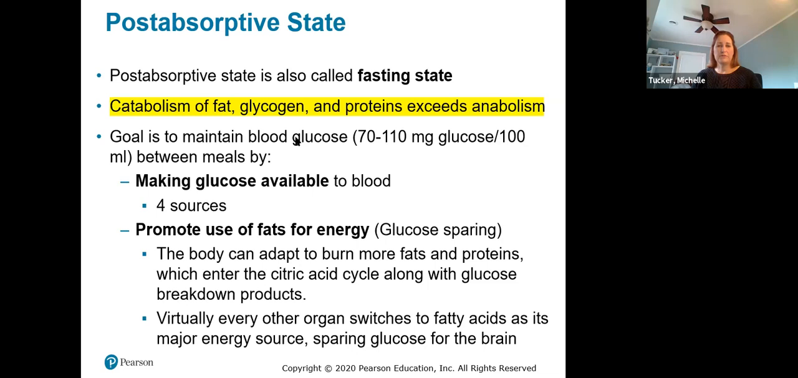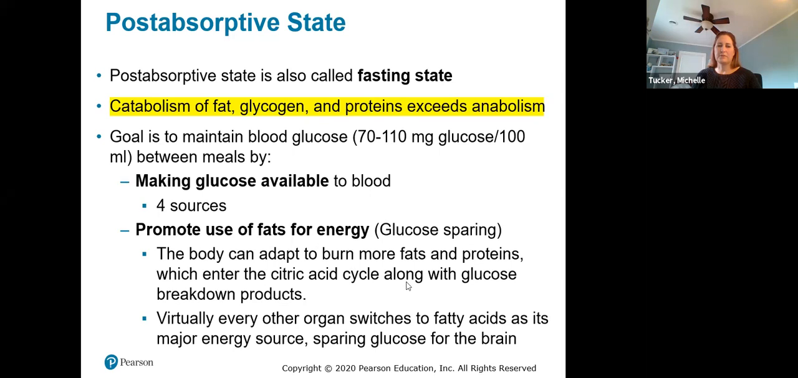The goal is to maintain blood glucose between 70 and 110 mg per deciliter by making glucose available from 4 sources, which are on the next slide. And it is going to promote the use of fat for energy, which is called glucose sparing. So the body can adapt to burn more fats and proteins, which enter the citric acid cycle along with glucose breakdown products. Virtually every other organ except for the brain is going to switch to fatty acids as its major energy source. So the preference of fats for energy is glucose sparing for the brain.